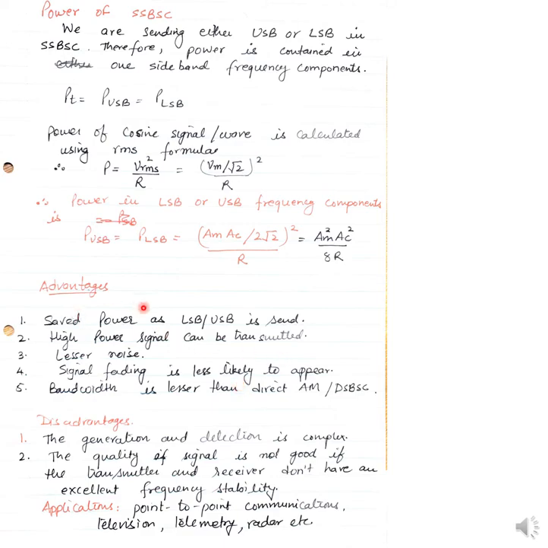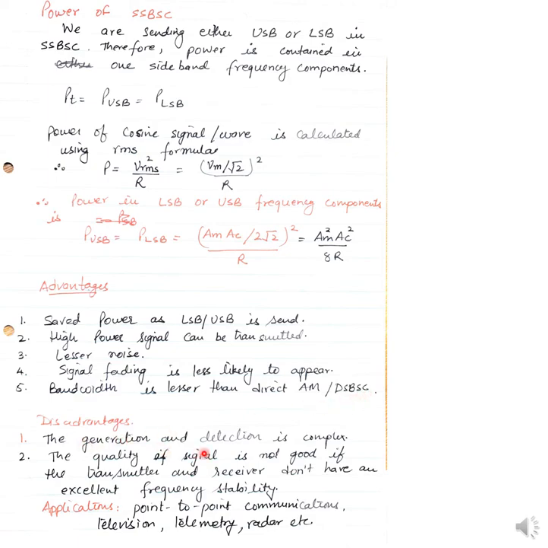So now, what are the advantages of SSB? It saves power, as only the LSB or USB is sent. A high power signal can be transmitted, and there is lesser noise. Signal fading, a term which you are going to study later in the course, is less likely to appear. Bandwidth is lesser than the direct AM method, meaning direct amplitude modulation, or the DSB SC method.